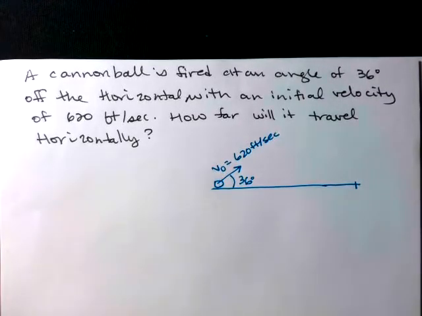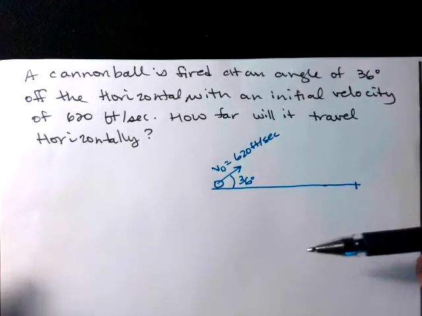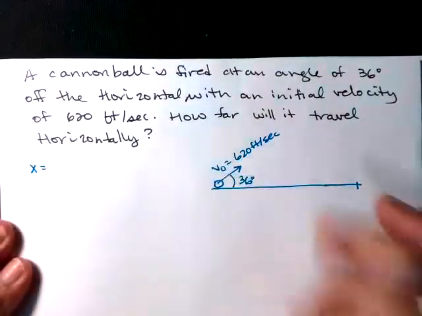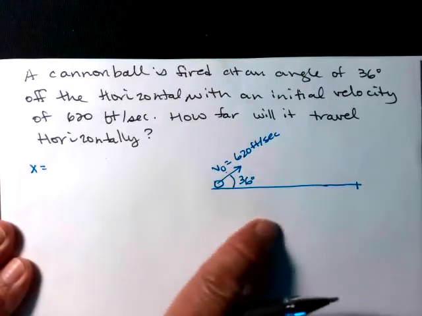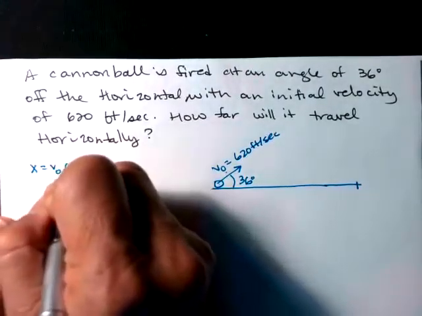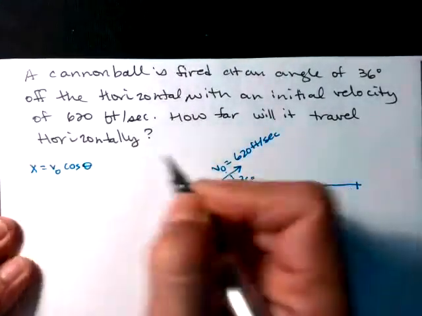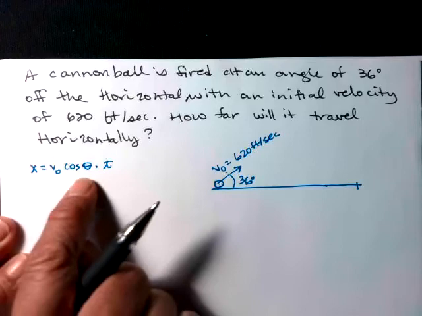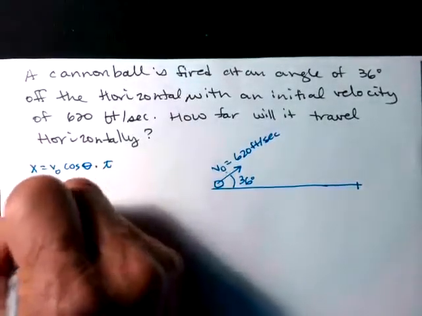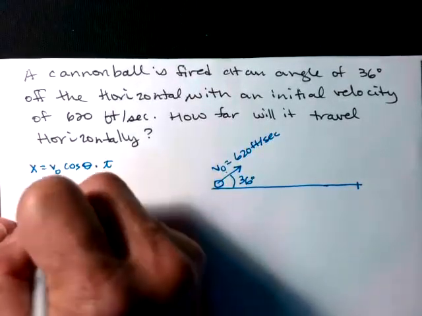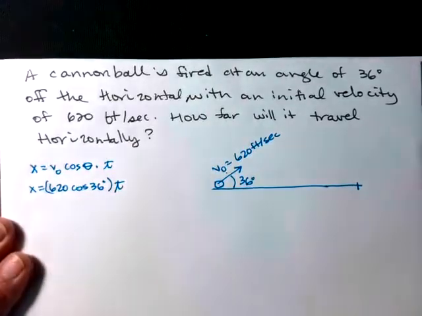So we're going to write an equation for the x component of its distance traveled and for its y component. The x component is just rate times time. So I need the component of the velocity in the x direction, and that will be v naught cos theta times t. Distance equals the rate in that direction times time. For us, that'll be 620 cosine 36 degrees, and that's our coefficient for t.